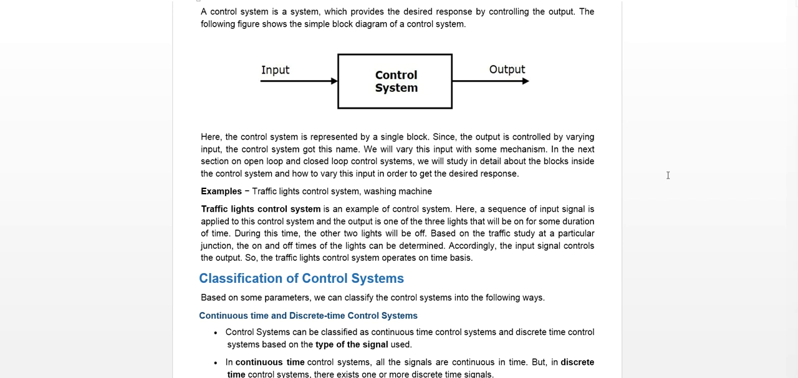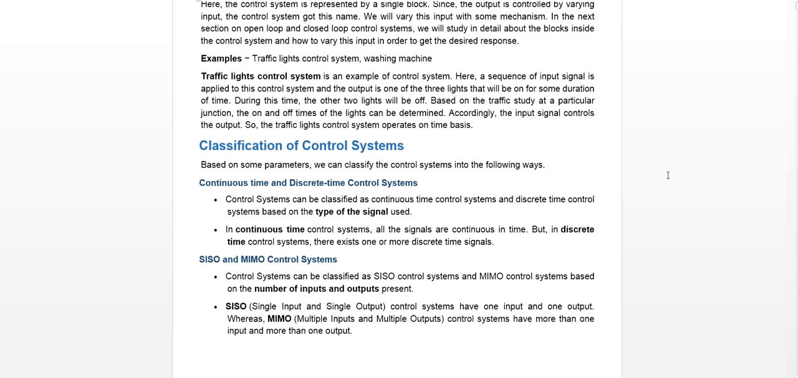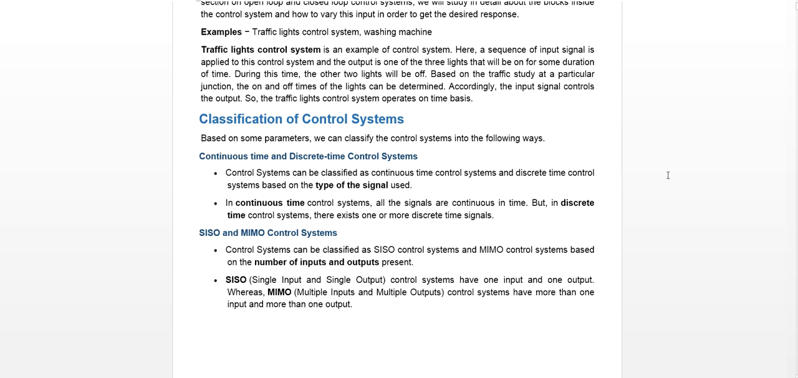The traffic lights control system operates on a time basis. We have different classifications of control systems. Based on the parameters, we can classify the control systems in the following ways. One, you could have a classification as continuous time and discrete time control systems. How they are classified is based on the type of signal used.